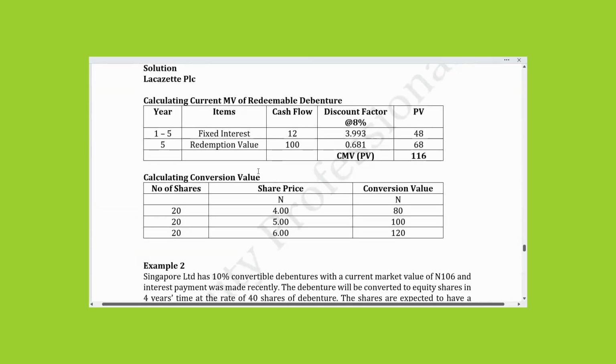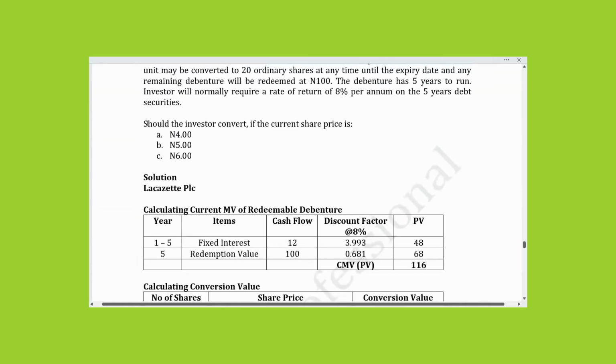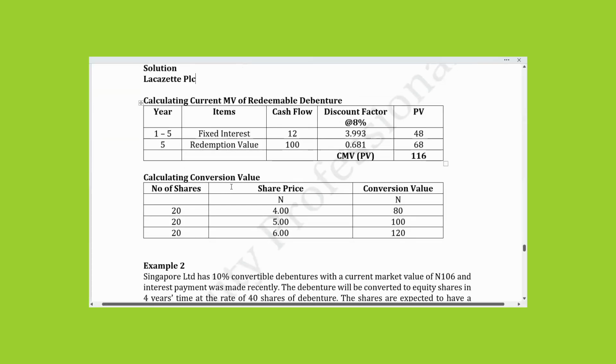Now, in this particular question, the examiner is asking you, should the investor convert if the current share price is 4 naira, 5 naira, or 6 naira? So the next thing you need to do is to compare with the market price at redemption. If the company wants to redeem this debenture, it will be at 116 naira. The conversion value at 4 naira is 80 naira. At the share price of 5 naira, it is 100 naira. At the share price of 6 naira, it is 120.